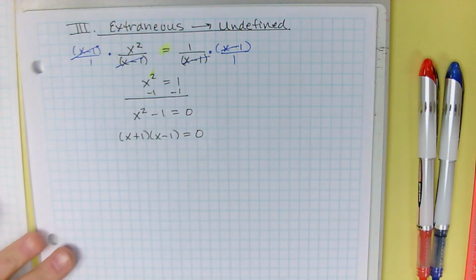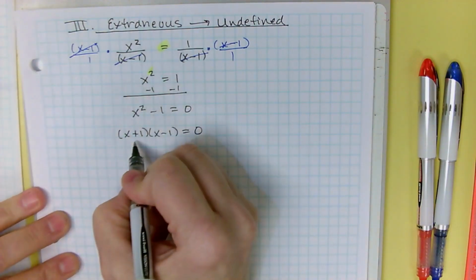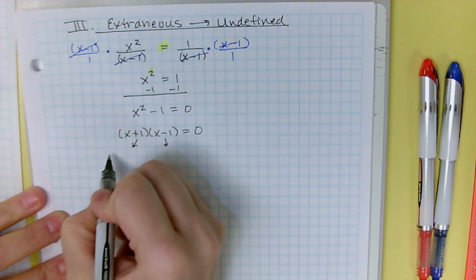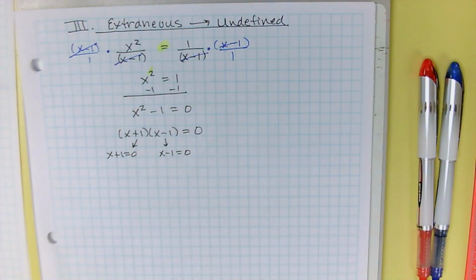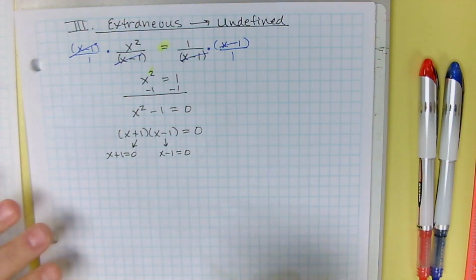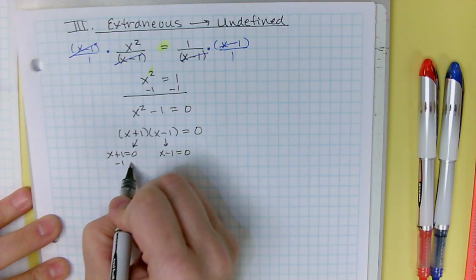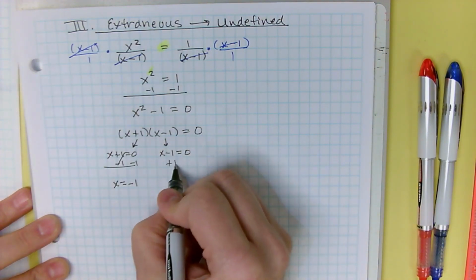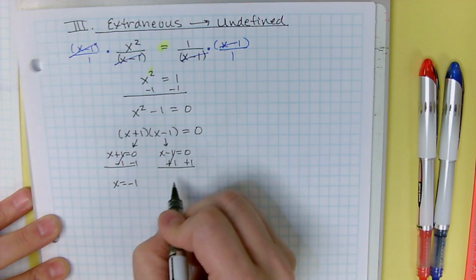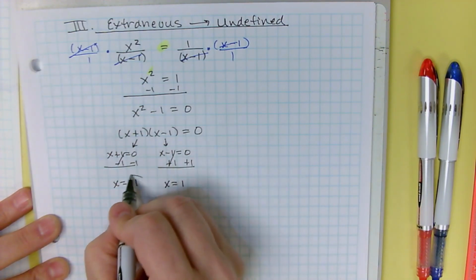And if you remember from factoring and solving, you take each factor equal to 0 and you solve it individually. You should get one possible solution for every factor. So for the first one, you subtract 1, you get x equals negative 1. For the second one, you add 1, you get x equals 1.